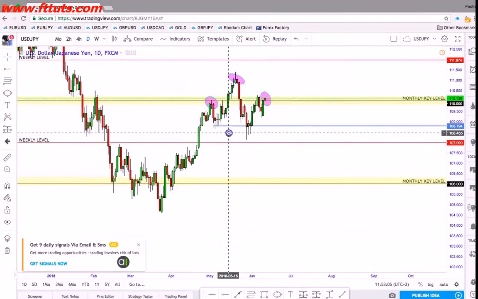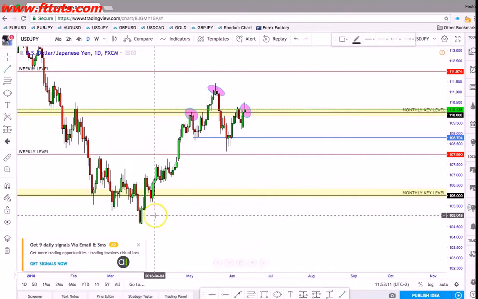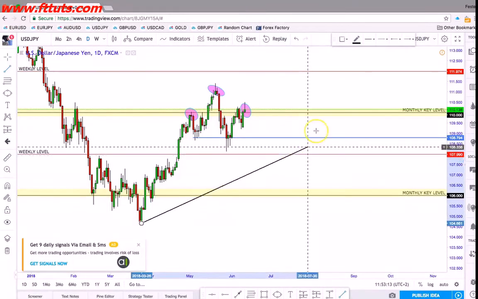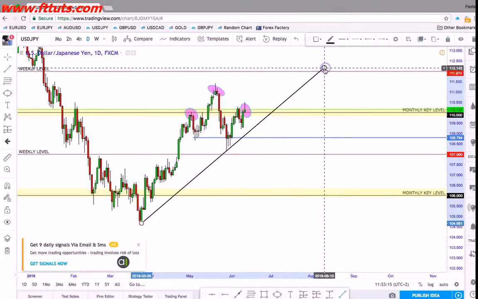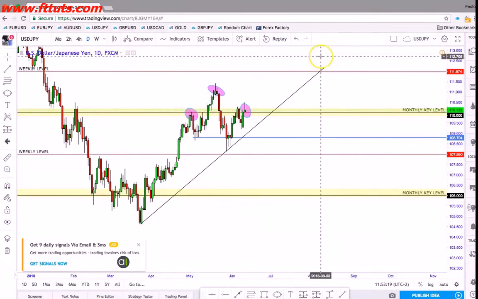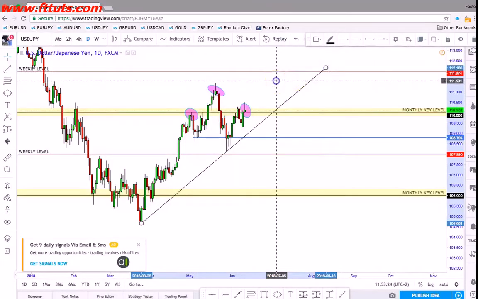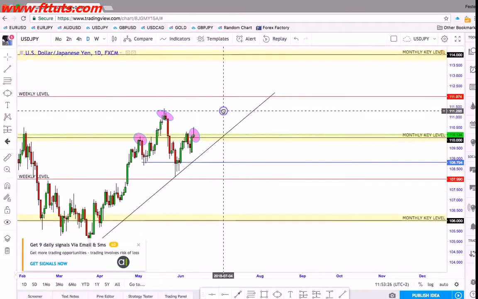Okay. What else can we see? Let's draw a trend line. So let's grab our trend line here from the base. Remember week to week. Why is this line so thick? Make it thin. Don't have your trend lines thick, guys. Have it thin. So week to week, like that.